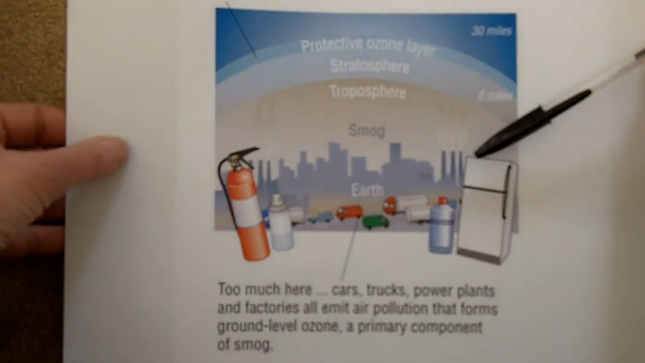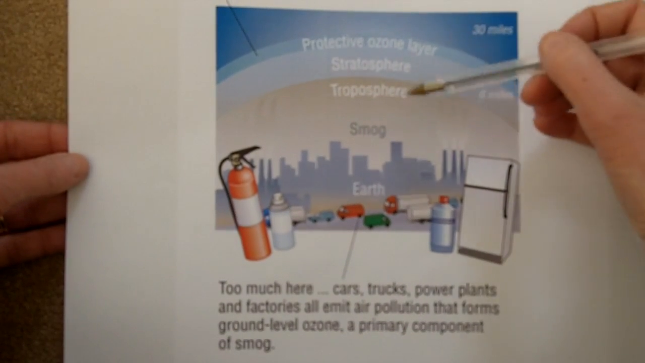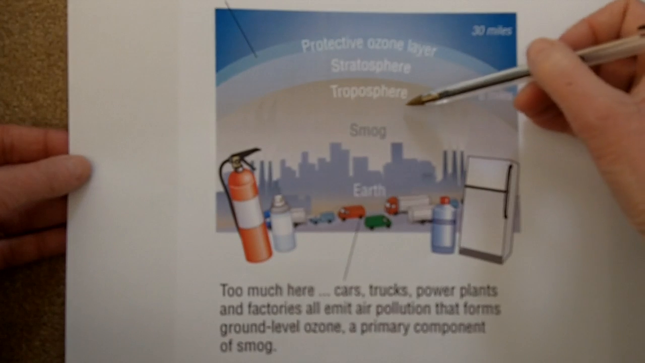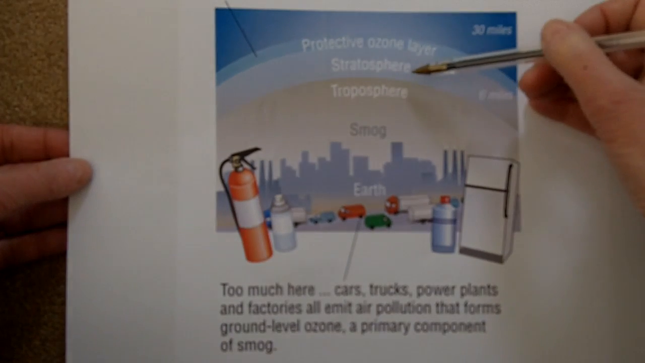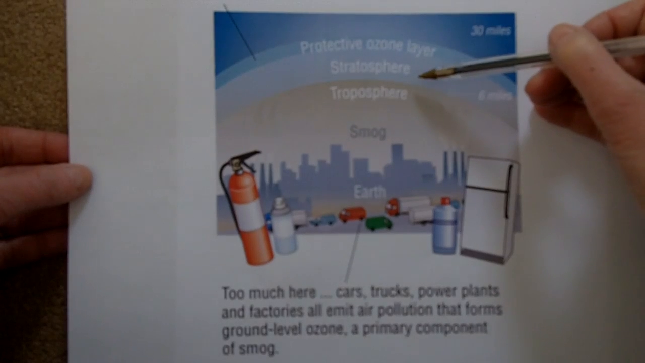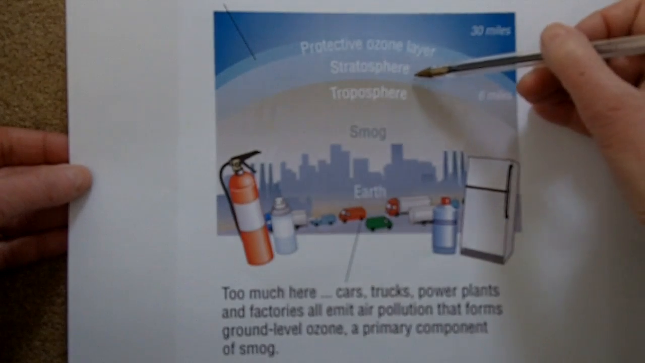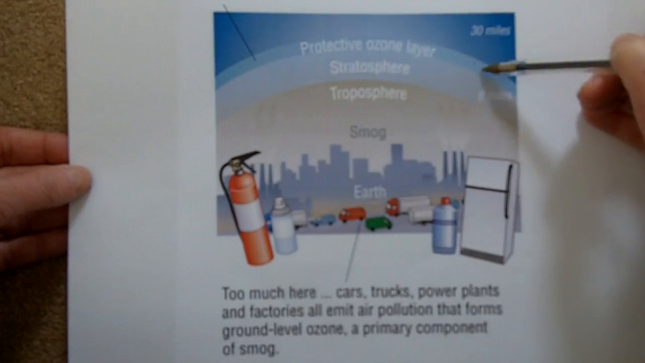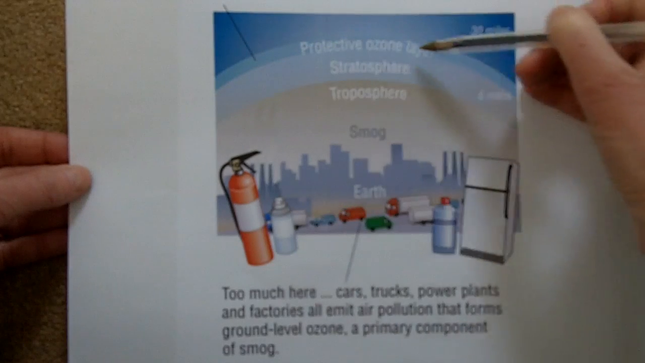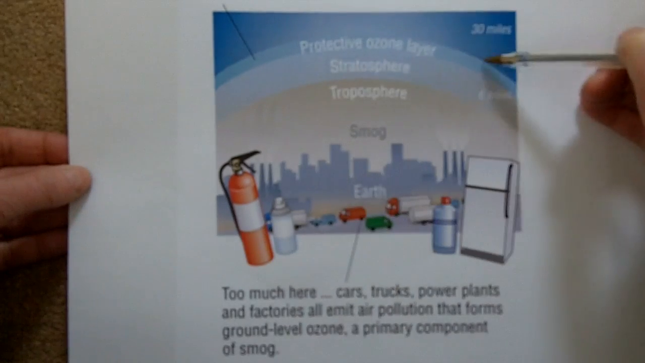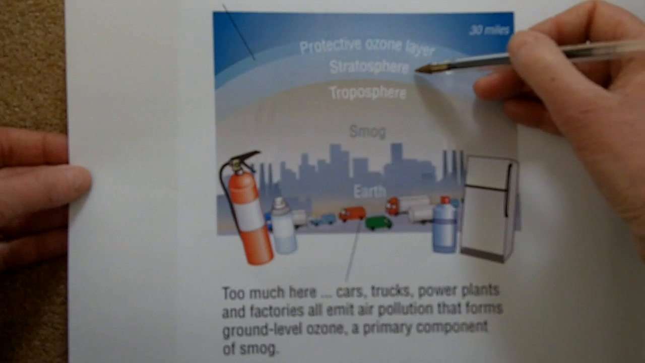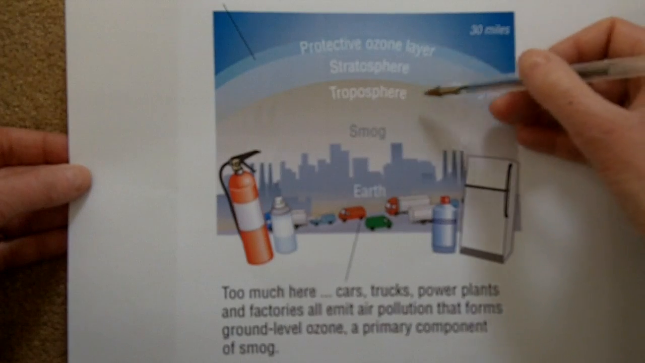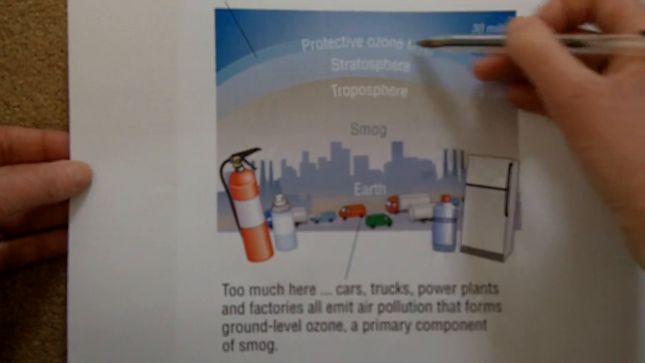Okay, so it shows here that you've got the atmosphere, and the atmosphere is very simply split up into two regions, the troposphere and the stratosphere. So the stratosphere is the upper atmosphere, and the protective ozone layer is there. The protective ozone layer prevents the harmful UV radiation coming in and reaching the Earth. And there's ozone up here.